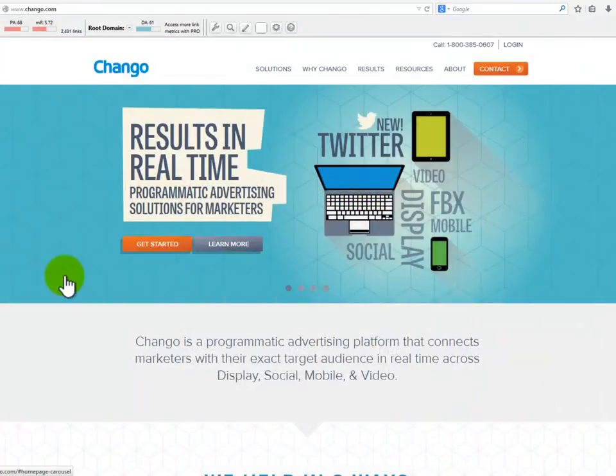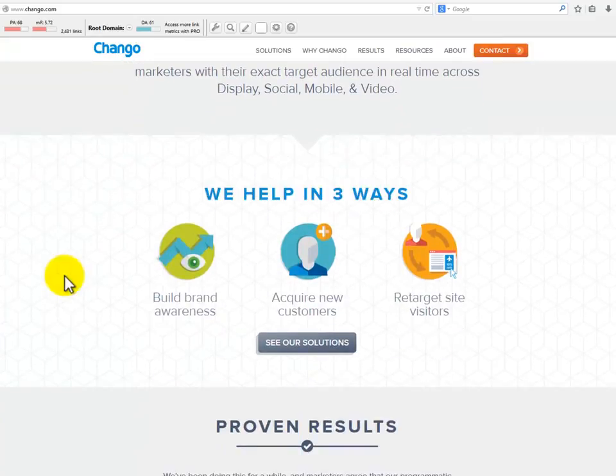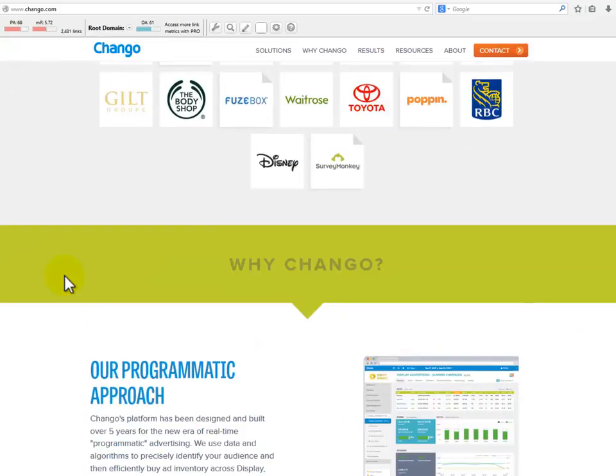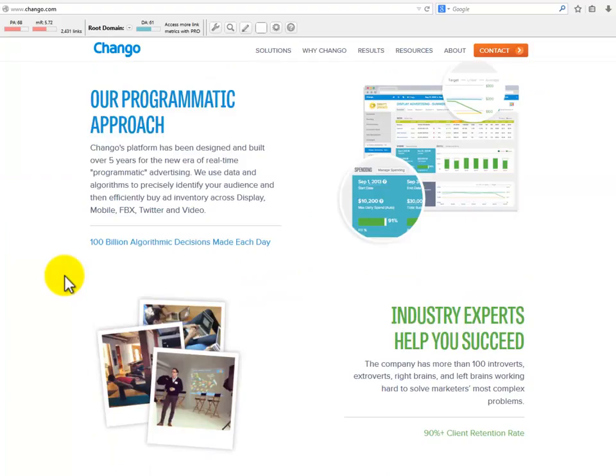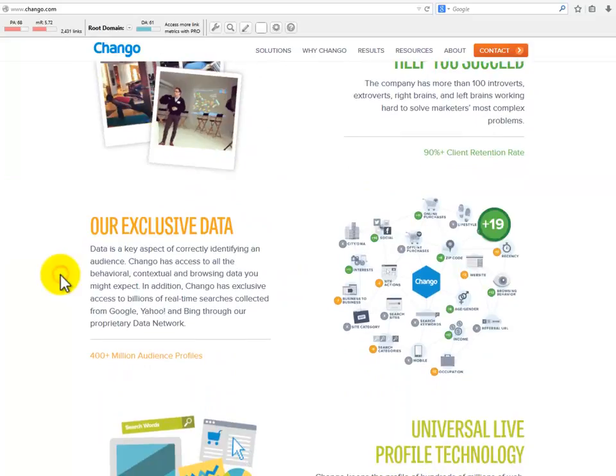Chengo, www.chengo.com. This provider specializes in search retargeting. They are a media buying platform that offers full-service search retargeting along with limited site retargeting as well. As with Fetchback, you must contact Chengo for a price quote.